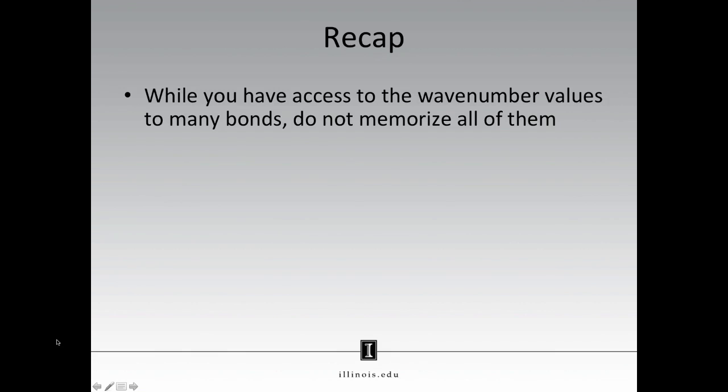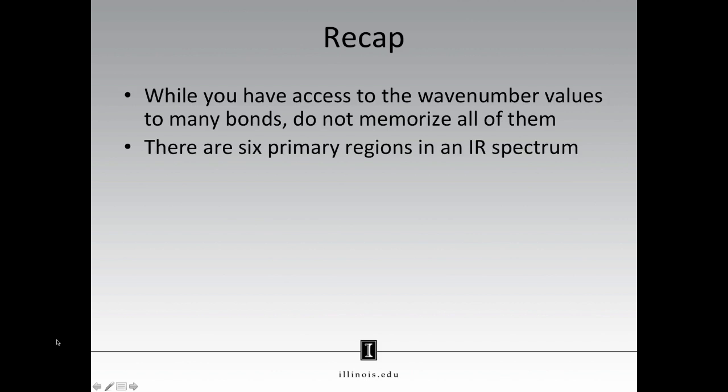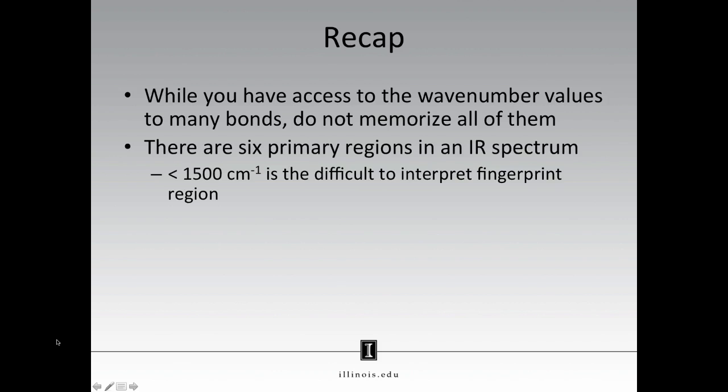To recap, while you have access to the wave number values to many bonds via those tables I showed you at the beginning of this webcast, do not memorize all of them. Instead, memorize the 6 primary regions that we discussed. The first is the fingerprint region that is below 1500 wave numbers. This region is difficult to interpret, and I recommend that you avoid trying to use it in your infrared spectrum analyses. There is a carbon-carbon double bond region at approximately 1650 wave numbers.